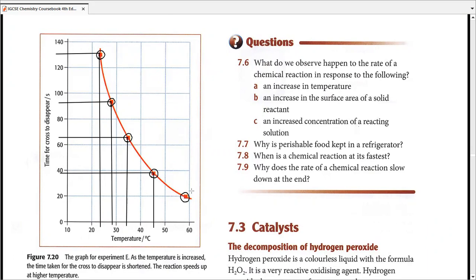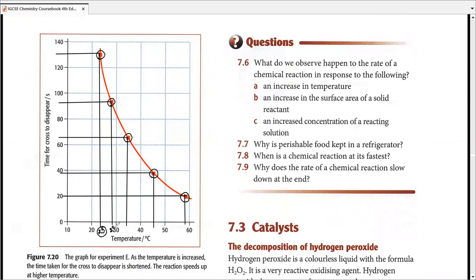So there you go with the fourth point. And finally, the fifth and last point. All right, so notice that in our first experiment, the temperature with degree Celsius units is on the x-axis. The time for the cross line to disappear in seconds is on the y-axis. For our very first experiment, let's say it was about 23 or 24 seconds.